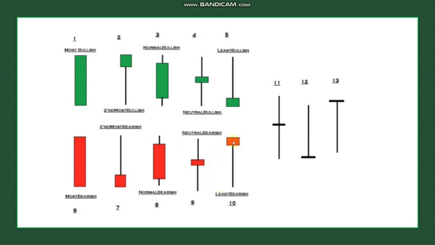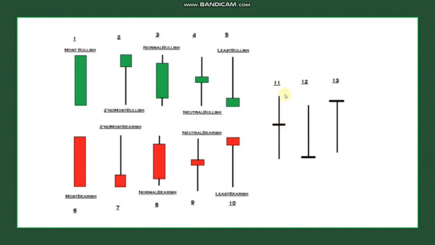And number 10: though it's red in color, when the sellers pushed the price down further, there were buyers present in the market who didn't allow the price to go further, and ultimately they pushed the price upward and it made a hammer. Numbers 11, 12, 13 are dojis. I have already discussed what a doji is. Dojis mainly signify indecision in the market.